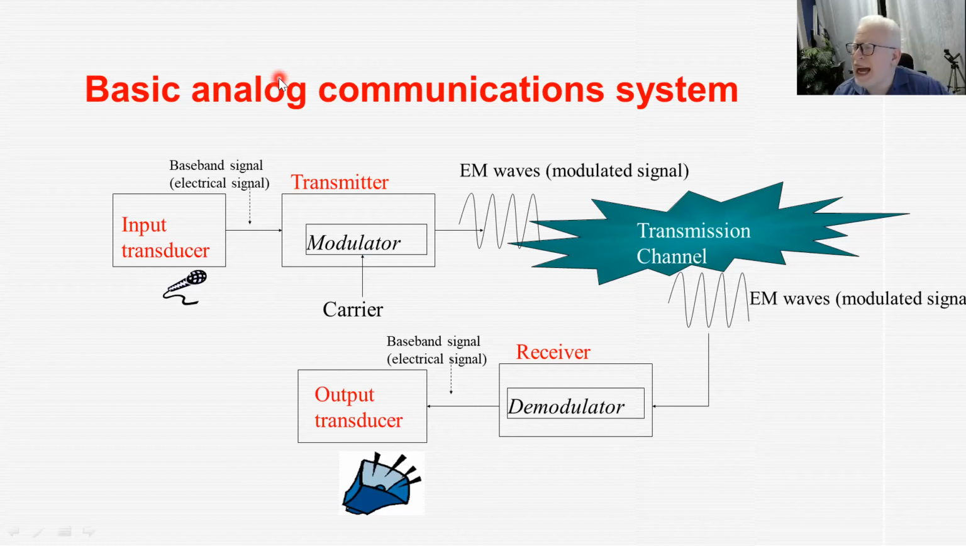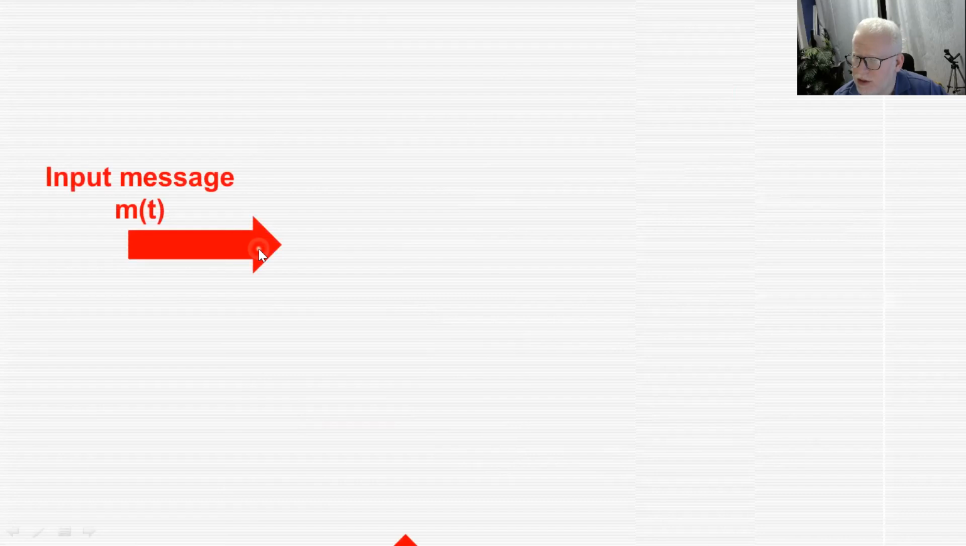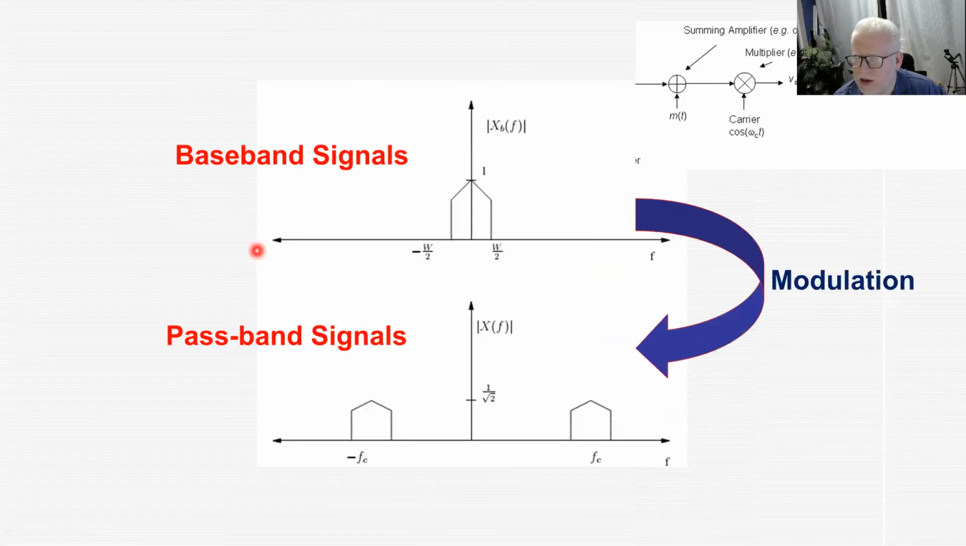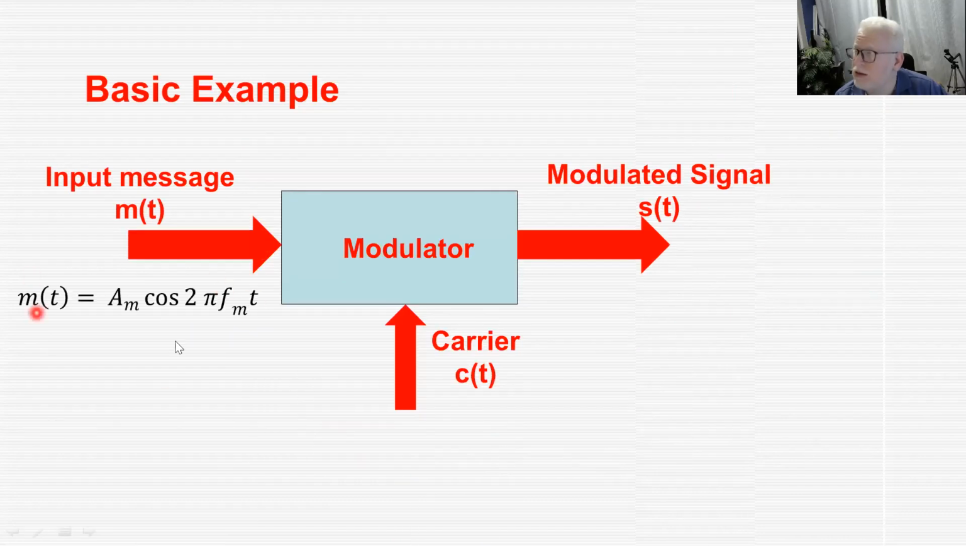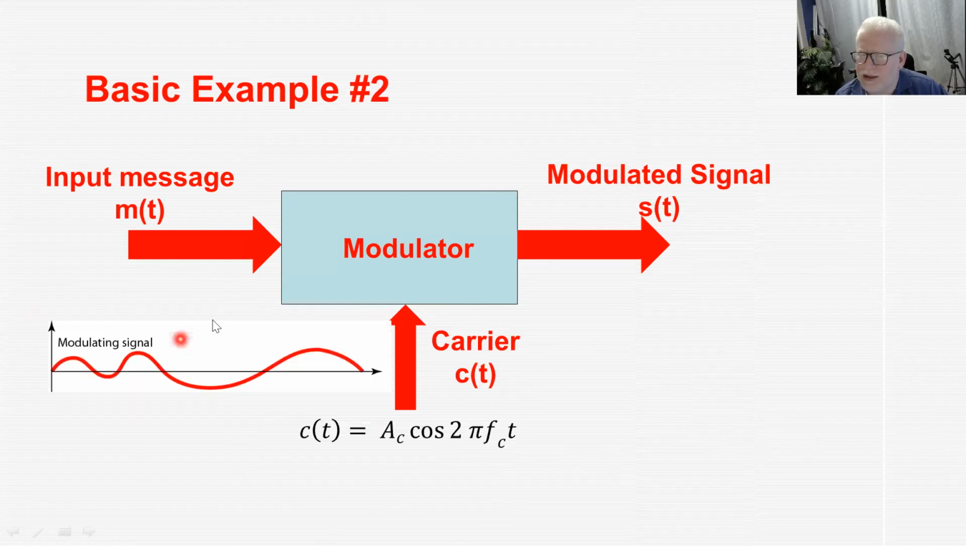Do we call it analog because the carrier is an analog signal? Because a sinusoid is an analog signal, of course. Simply, the answer is no. We call it analog because the message is an analog signal. So this is an analog signal, and this is an analog signal.